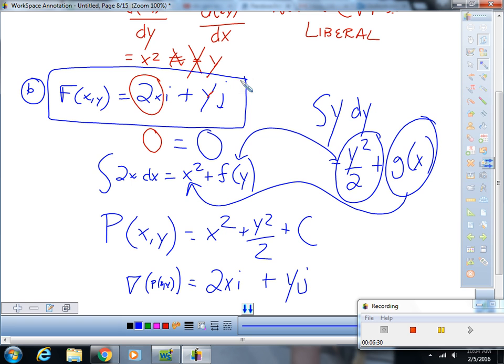What did we do first? We tested to see if it was conservative. Once we found out that it was conservative, that means that we deduced that this thing was the gradient of some potential function. Then we integrated it to find the potential function, but we had to remember what gets eliminated during the derivative process, and we had to account for that here, here, and here.